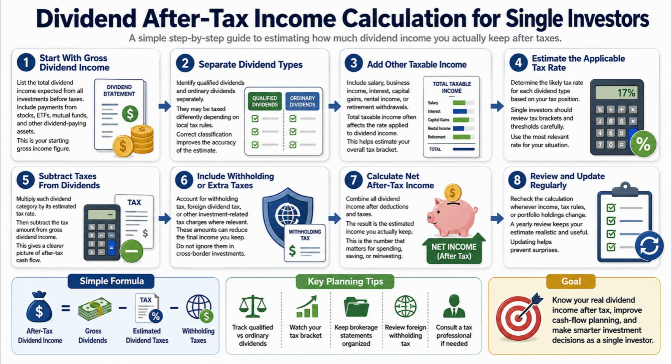A simple way to remember the formula is this: after-tax dividend income equals gross dividends minus estimated dividend taxes minus withholding taxes. That one formula can help single investors understand the real value of their dividend income and make smarter investment decisions. Finally, the goal is simple: know your real dividend income after tax, improve cash flow planning, and make better investment choices as a single investor.